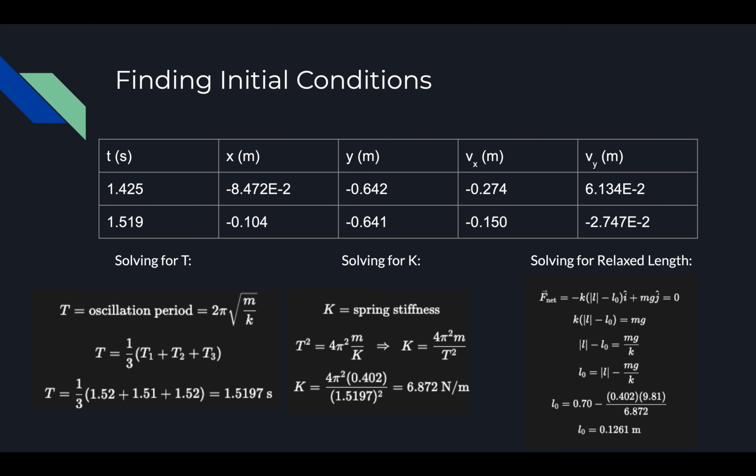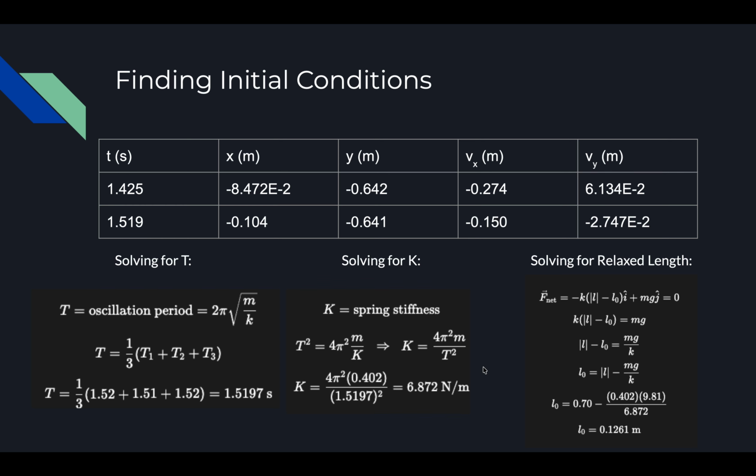Finding initial conditions. By using all the values in the table, we can solve for T, k, and the relaxed length. For T, we use the oscillation period, which is 2 pi times the square root of m over k. If we plug in all of our numbers, we get 1.5197 seconds. Solving for k, the spring stiffness, the formula is 4 pi squared times m over T squared, and if you plug in all your numbers, you get 6.872 newtons per meter.